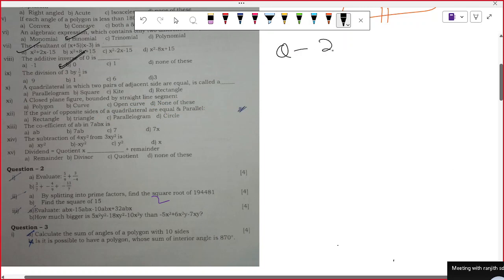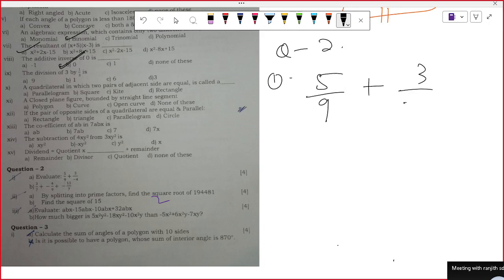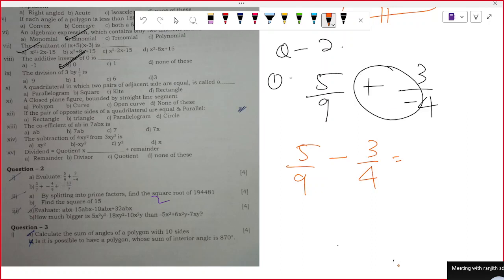Which chapter is this? Question 2, first one. Rational numbers, sir. Okay, 5 by 9 plus 3 by minus 4. There are two signs. So how do you write the question first? So 5 by 9 minus 3 by 4. Yes, plus into minus is minus 3 by 4. Take LCM and try this.